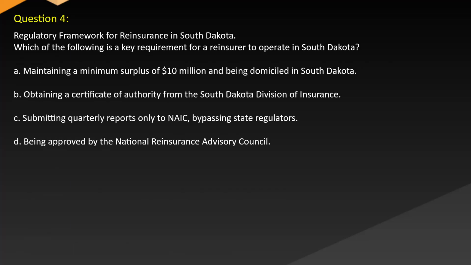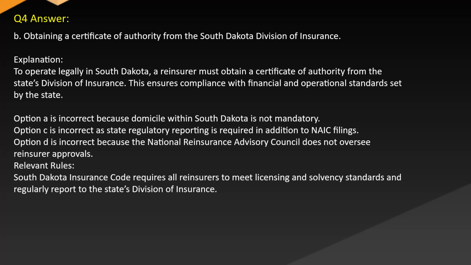Question 4. Regulatory framework for reinsurance in South Dakota. Which of the following is a key requirement for a reinsurer to operate in South Dakota? A. Maintaining a minimum surplus of $10 million and being domiciled in South Dakota. B. Obtaining a certificate of authority from the South Dakota Division of Insurance. C. Submitting quarterly reports only to NAIC, bypassing state regulators. D. Being approved by the National Reinsurance Advisory Council. Answer. B. Obtaining a certificate of authority from the South Dakota Division of Insurance.